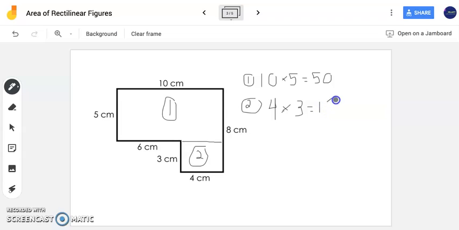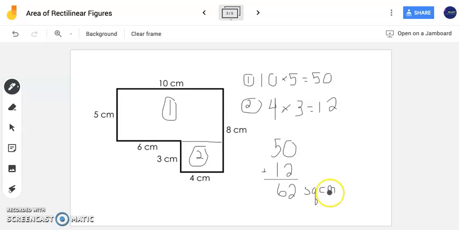square centimeters. But now I have to do one more step. After I find the area of part 1 and then part 2 of my rectilinear figure, I now need to find the total area. So I'm going to take the area of figure 1 and the area of figure 2 and find the sum. Now notice I rewrote this and I need to add them together. So this is giving me an area of 62 square centimeters as my area of this rectilinear figure.